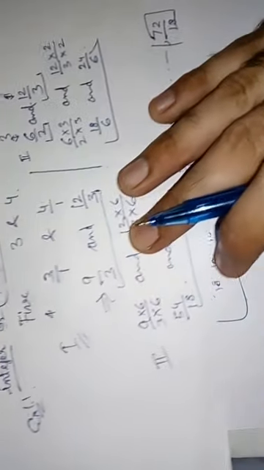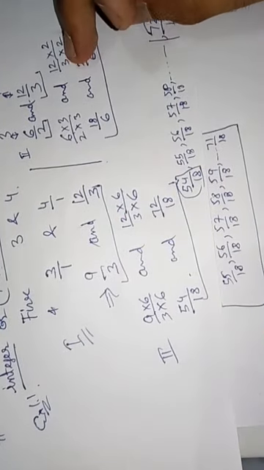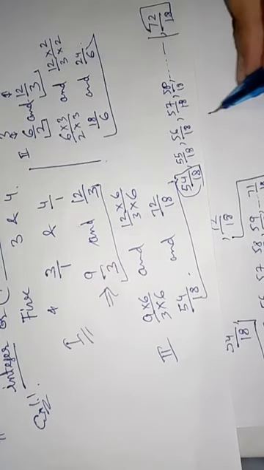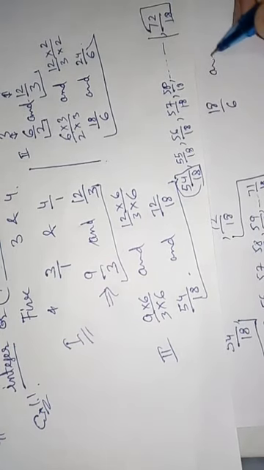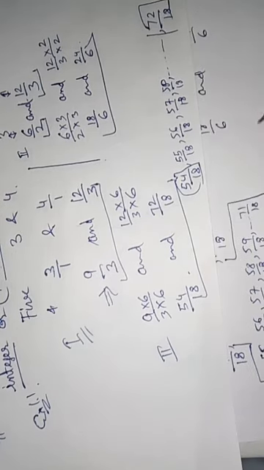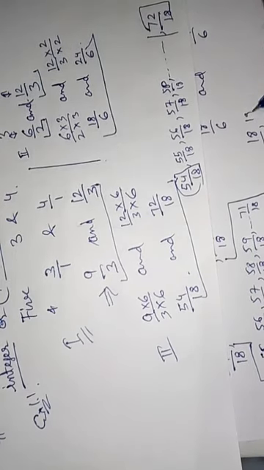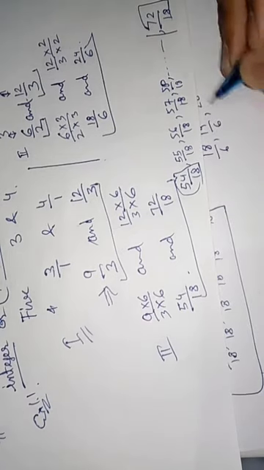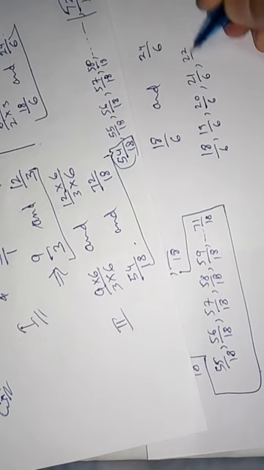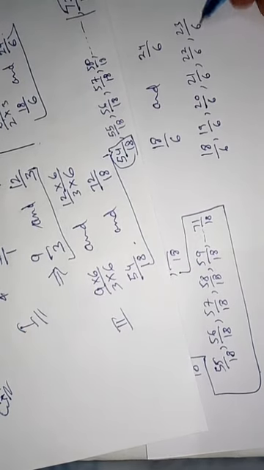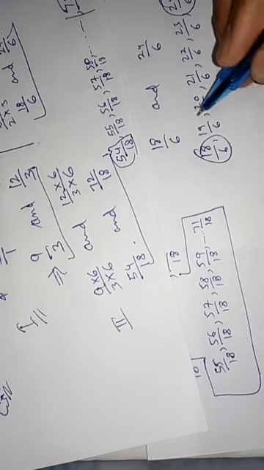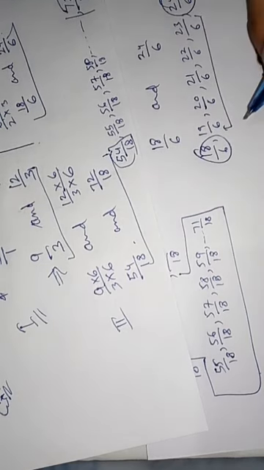Same for this part. This also has the same approach. 18 by 6 came, 24 by 6 came. Now 18 upon 6 and 24 upon 6, in between you can find a number. 18 upon 6, then 19 upon 6, 20 upon 6, 21 upon 6, 22 upon 6, 23 upon 6, 24 upon 6. Now in between these two numbers, how many numbers are there? 5 numbers. So this is also a solution.